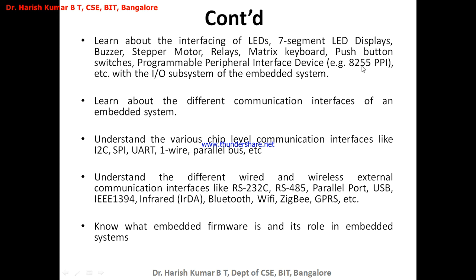So 8255 basically had 3 ports, port A, port B and port C, and the capacity of each port was 8-bit. I think we need not go into much detail on 8255 because this is not in our syllabus now. And we're going to learn different communication interfaces for the embedded system. How do we interface an embedded system with the external world? We understand next the various chip level communication interfaces like this. There is a bus called I2C, and then there is the serial peripheral interconnect bus, and UART, universal asynchronous receiver and transmitter bus, and the one wire parallel bus. All these communication interfaces we are going to discuss at a later point of time. And then we understand the different wired and wireless external communication. These are the examples for the wired communication.